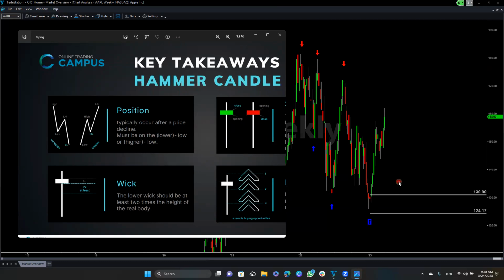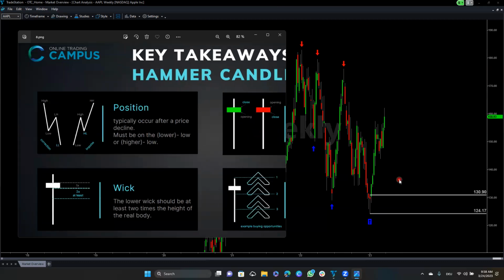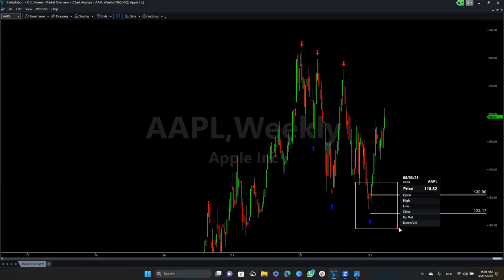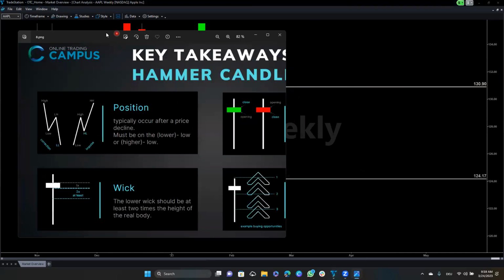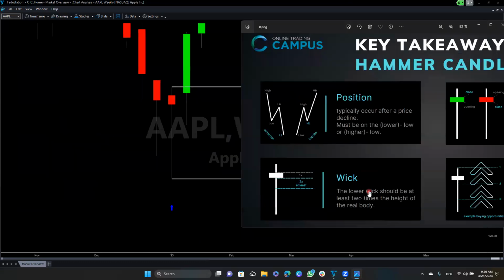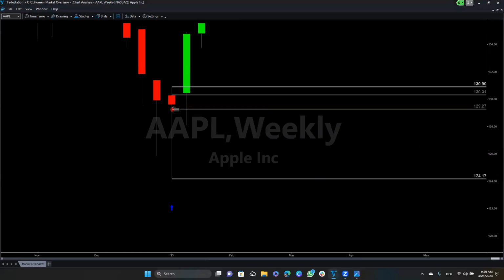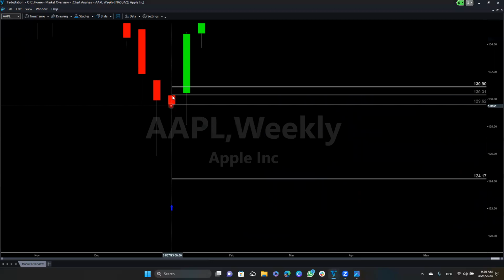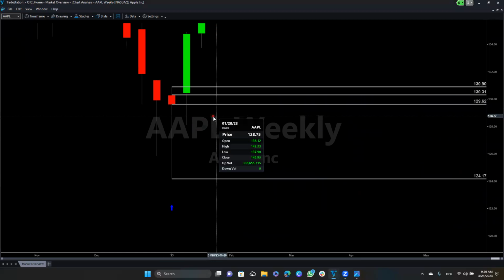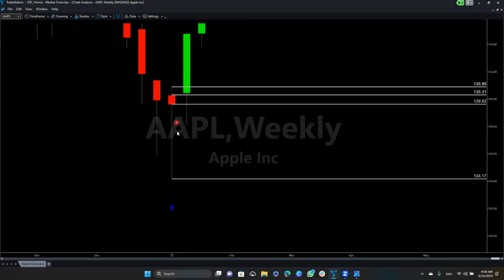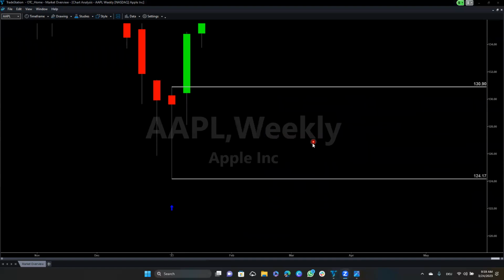The wick. Let's check the hammer candle here. Right, the lower wick should be at least 2 times the height of the real body. Very easy here to see, right? This is snap mode on. This is 1, this is maybe 2. We have a longer wick to the downside. Very easy, also a tick in the box.